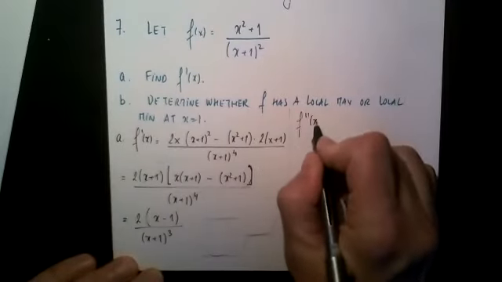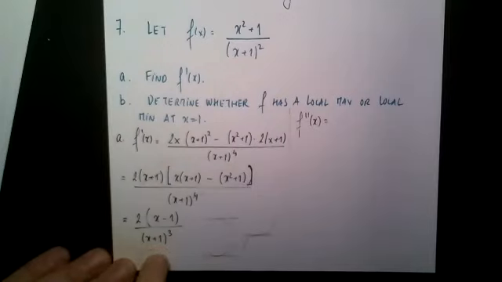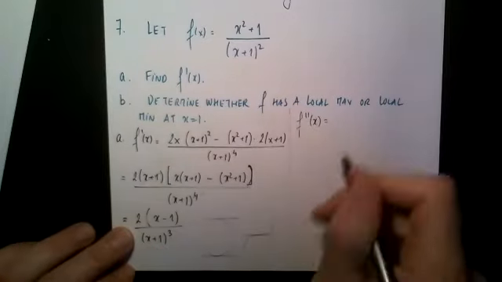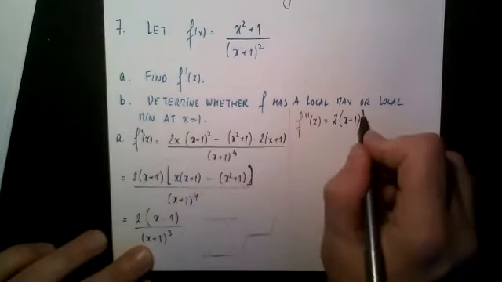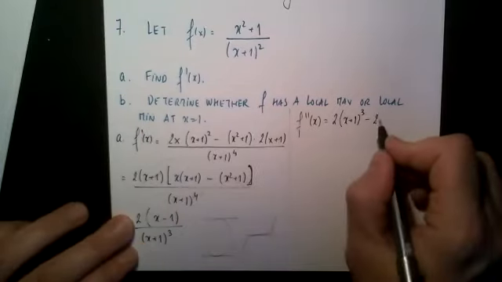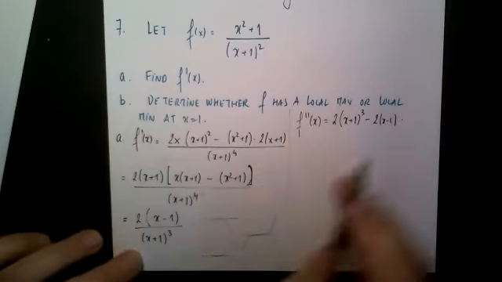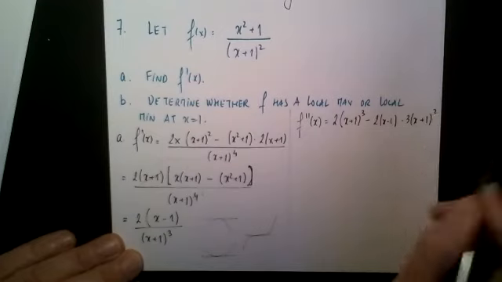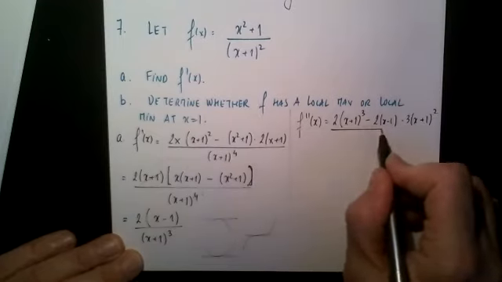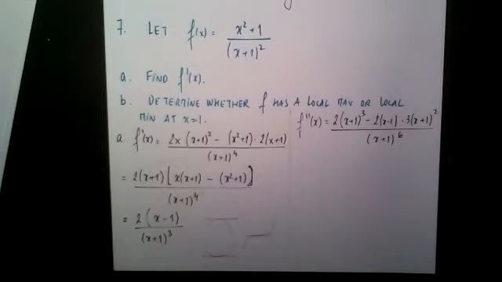F prime prime of x. So I'm going to write this now. The derivative of the top is 2 times the bottom, x plus 1 cubed, minus the top, 2 times x minus 1, times the derivative of the bottom, which is 3 times x plus 1 squared, and all this over the bottom squared, which is x plus 1 to the power of 6.